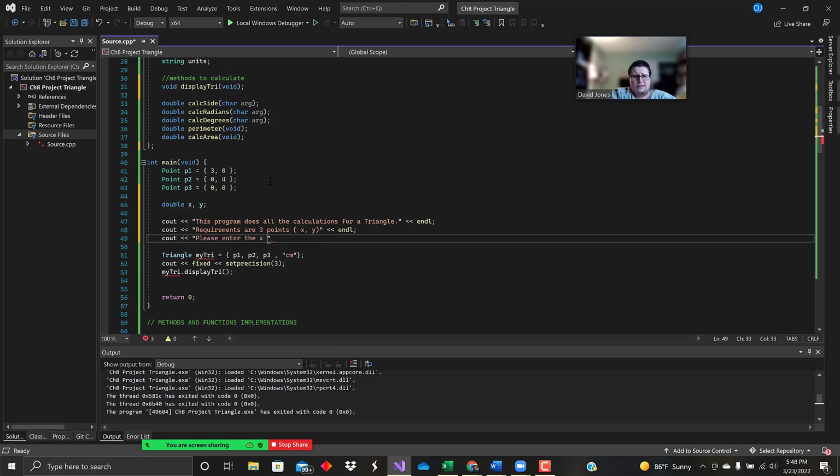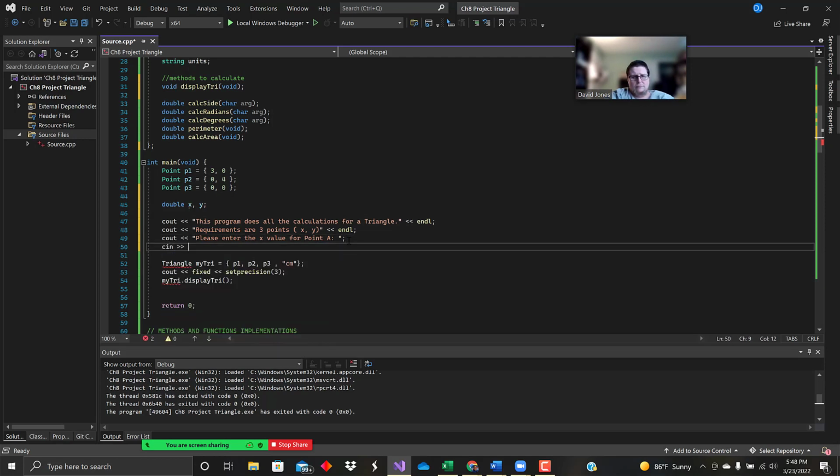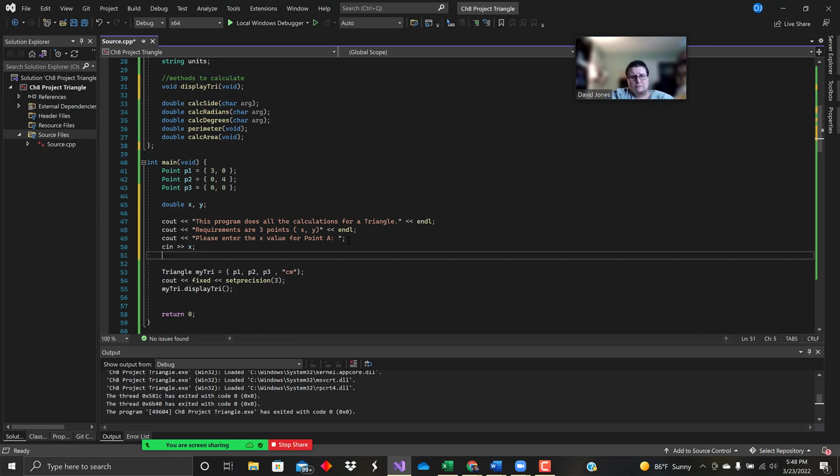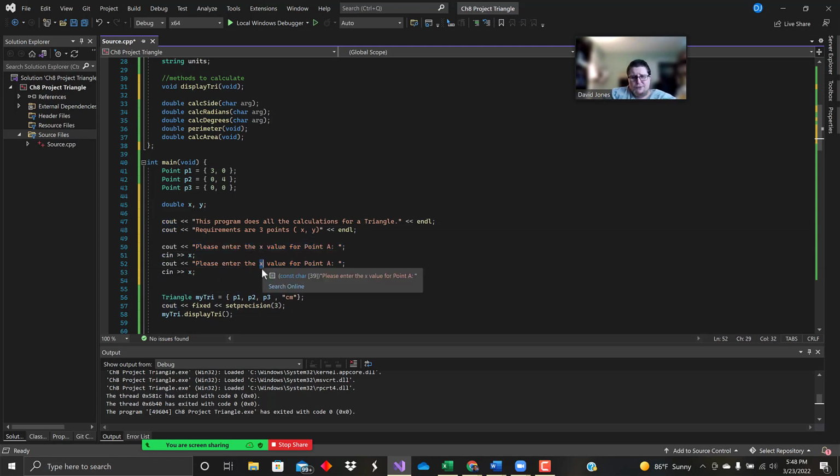Please enter the x value for the first point, for point 1. Point 1 is the side where A is, angle A is. So I'll call that point A. And I'll do the same thing for y. Please enter the y value.